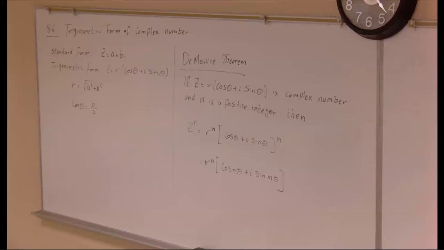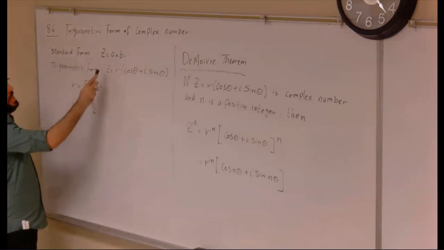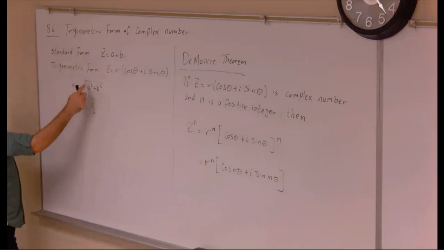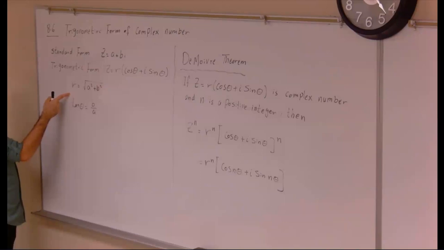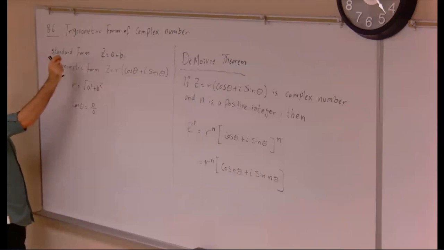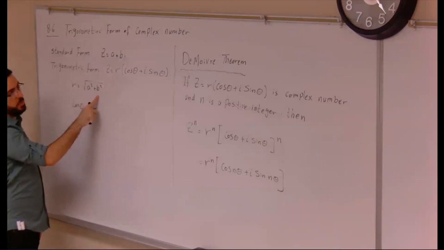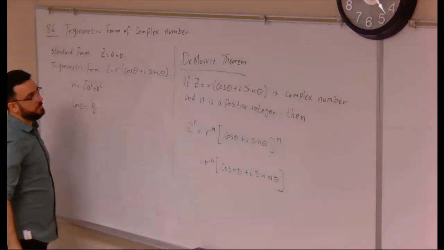Start with section 8.6, trig form of complex number. So we have two forms. Remember the standard form of complex number, which is a plus bi. The trig form is z equal r, where r is the distance between the point of the complex number and zero, cosine theta plus i sine theta.